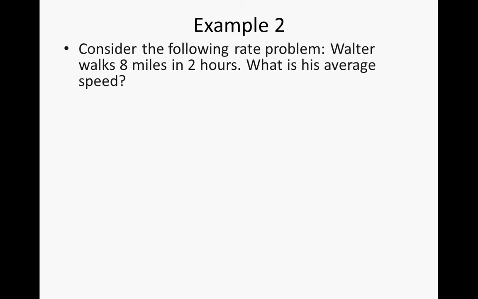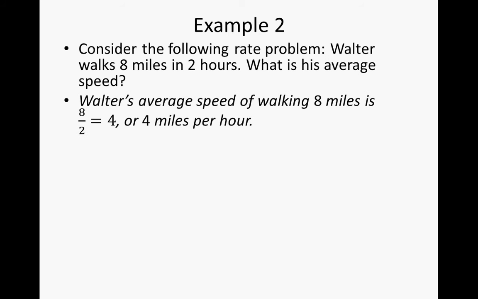All right, let's take a look at example 2. Consider the following rate problem. Walter walks 8 miles in 2 hours. What is his average speed? Well, Walter's average speed of walking 8 miles is 8 over 2, which is 4, or 4 miles per hour.